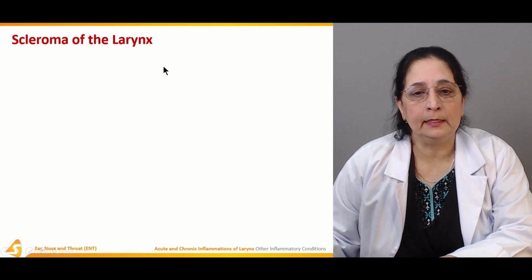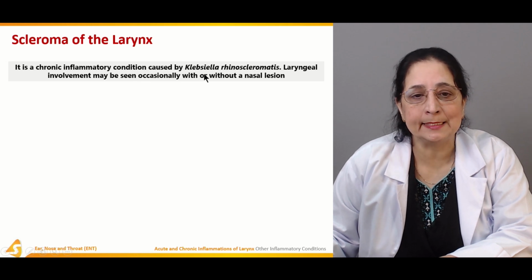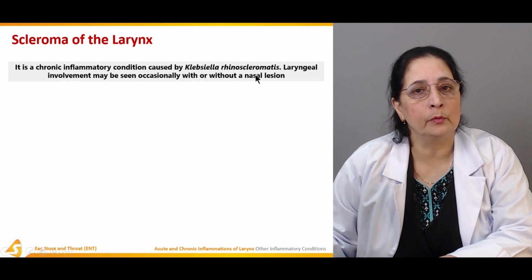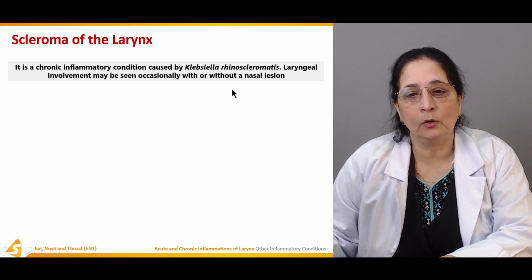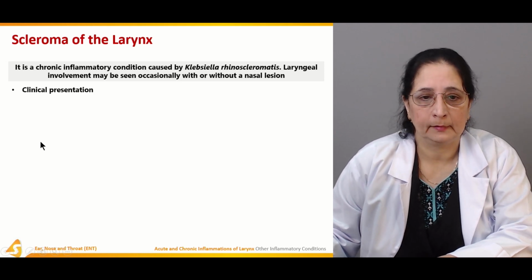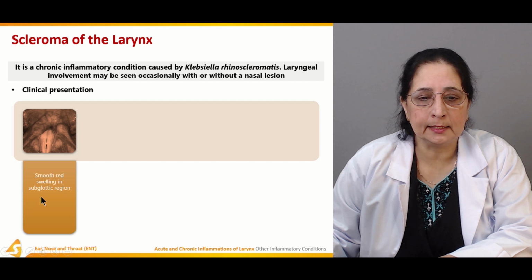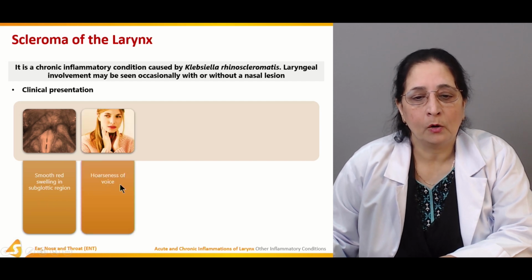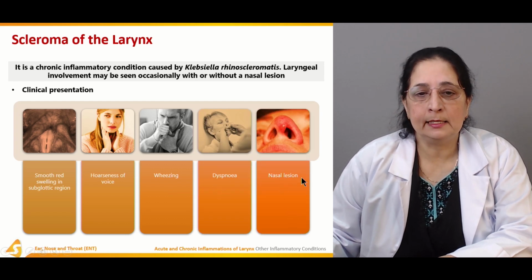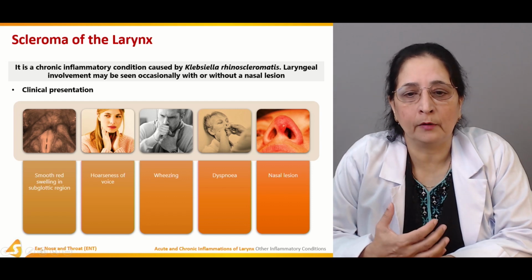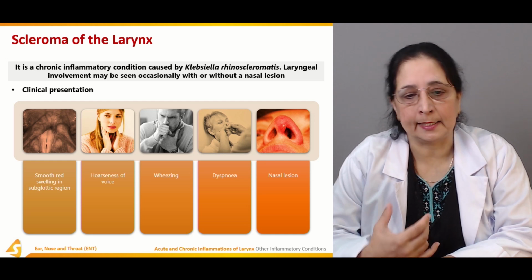Next, scleroma of the larynx, a chronic inflammatory condition caused by Klebsiella rhinoscleromatis. Laryngeal involvement may be seen occasionally with or without a nasal lesion. Clinical presentations are smooth red swelling in the subglottic region, hoarseness of voice, wheezing, dyspnea, and nasal lesions. So that's scleroma of the larynx caused by Klebsiella rhinoscleromatis.